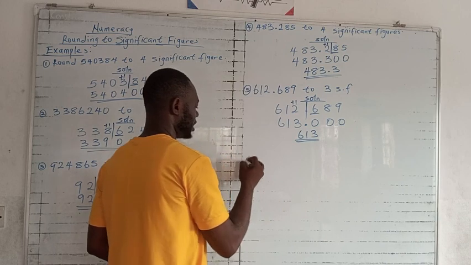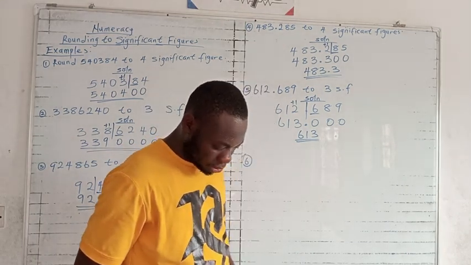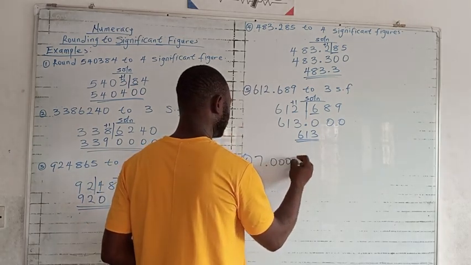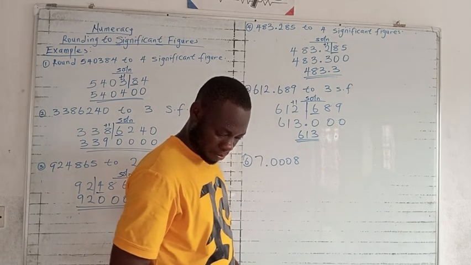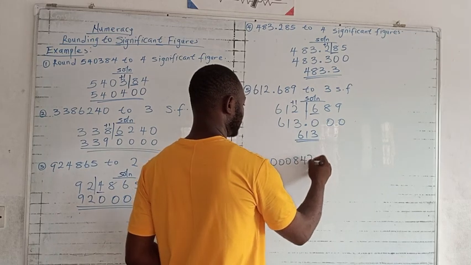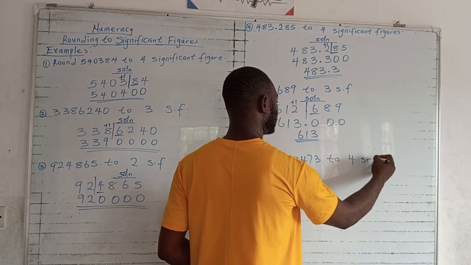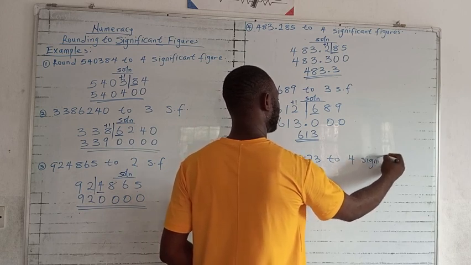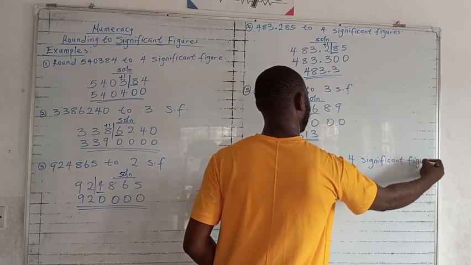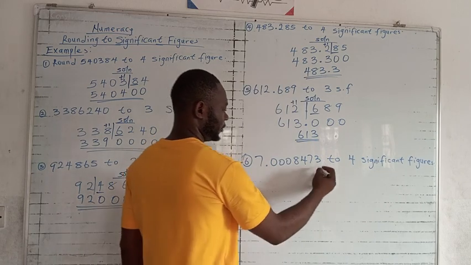Simple as that. Lastly, let's look at, suppose we have this number 7.0008473. We want to round this to 4 significant figures.